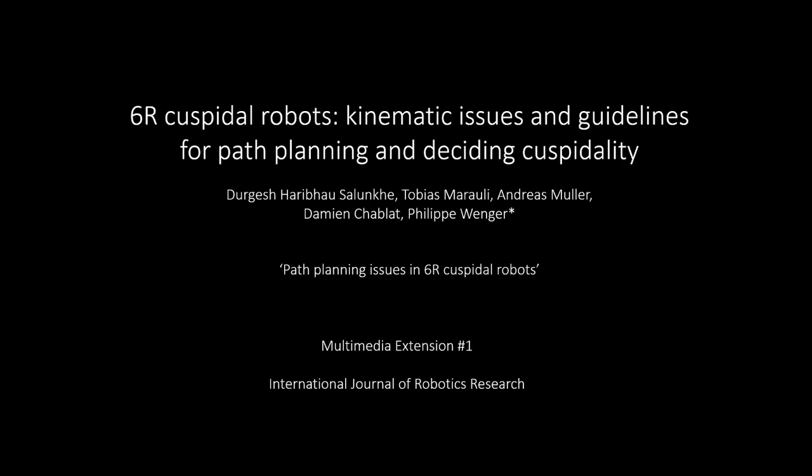This video is submitted as supplementary material for the IJRR submission titled 6R Cuspidal Robots, Kinematic Issues and Guidelines for Path Planning and Deciding Cuspidality. In this video, we show different types of paths that can occur for cuspidal robots by taking an example of a commercial cuspidal robot.